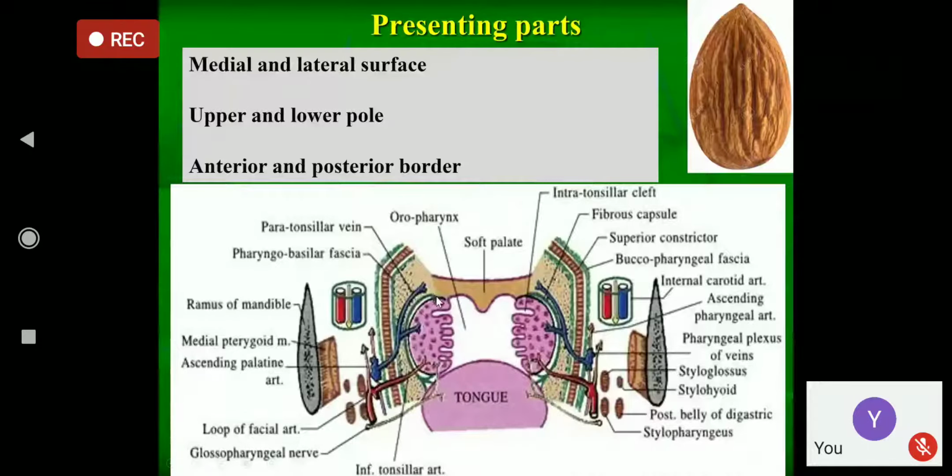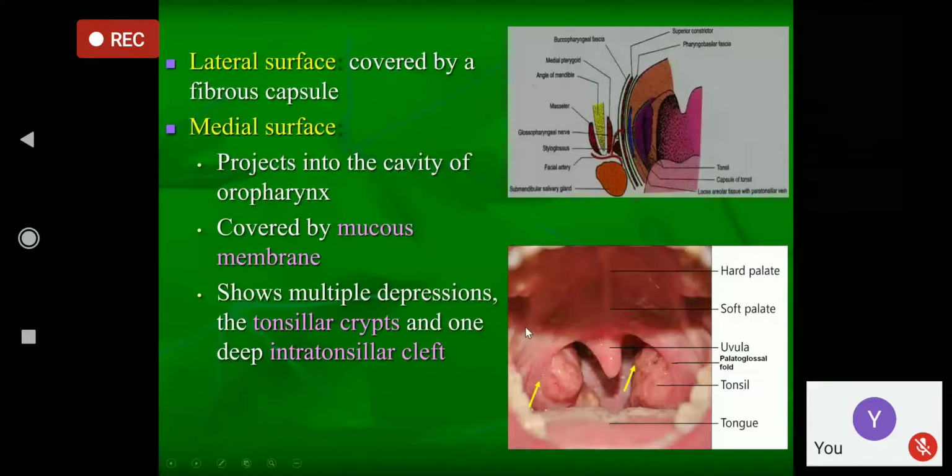Now, the main thing you have to remember here is the medial surface and the lateral surface. Now, what is happening on the medial surface? We can see the crypts. Right? Those numerous openings are known as the tonsillar crypts. Now, among those crypts, one is more prominent. You have the two, and one is the bigger one. This one is known as the intratonsillar cleft. So you can see over here also, this one is known as the intratonsillar cleft.